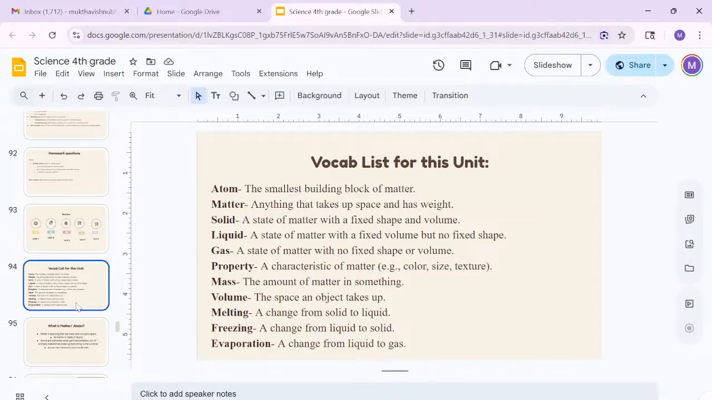Melting is when you change a solid to liquid. Freezing is when you change a liquid to solid, and evaporation is when you change from liquid to gas. These, like melting, freezing, evaporation, are how you go from one state of matter to another. Are you adding heat? Are you taking away heat? That is basically what is happening in each of the processes.